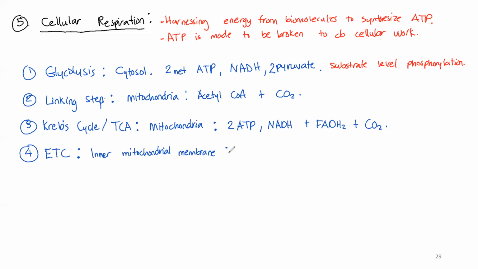It's going to yield 34 net ATP, right? So remember we got 38 ATP total per molecule of glucose. We got 34 coming from the ETC, 2 coming from the Krebs cycle, 2 coming from glycolysis. So that's where we get that total 38 for 1 molecule of glucose from. So we got 34 net ATP being produced here.